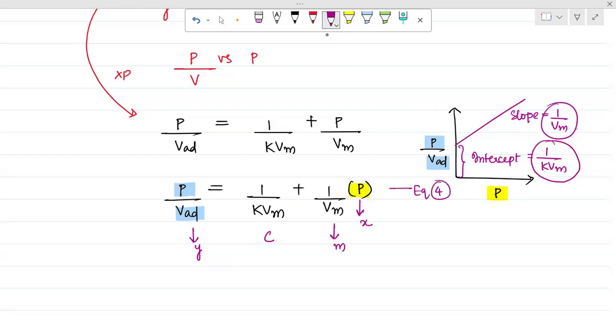Make a chart. I'll again be summarizing all these equations in the next session, where we will be discussing the second part of Langmuir adsorption, and we'll be doing some problems as well.